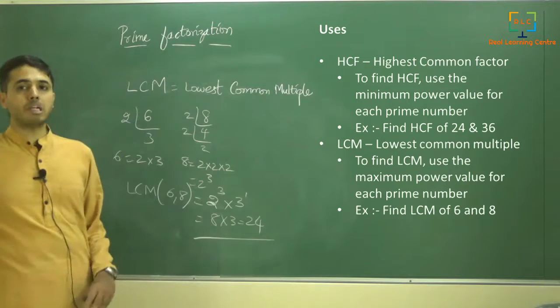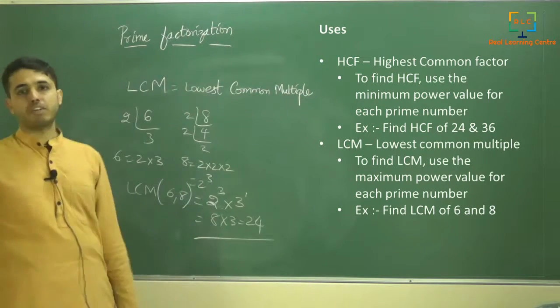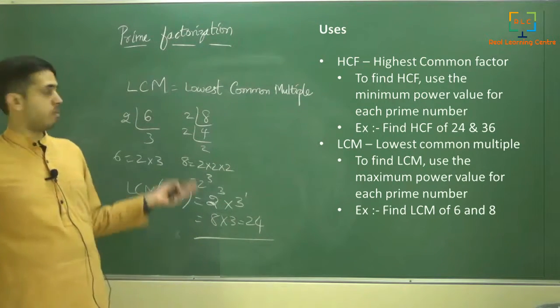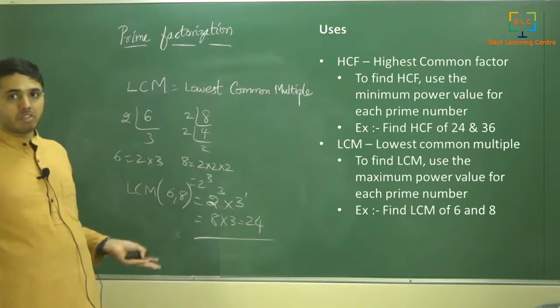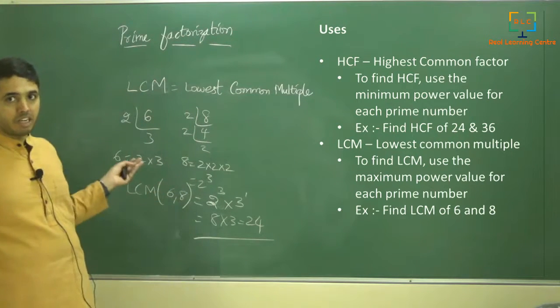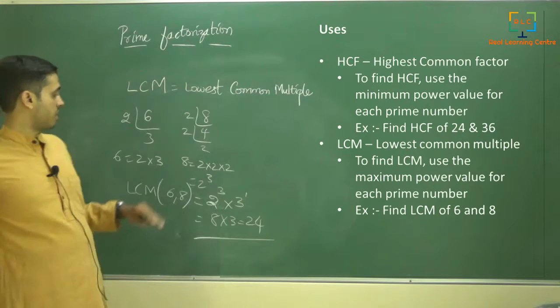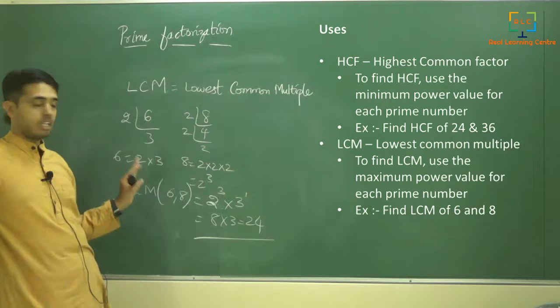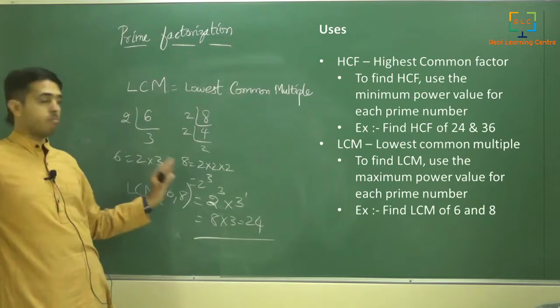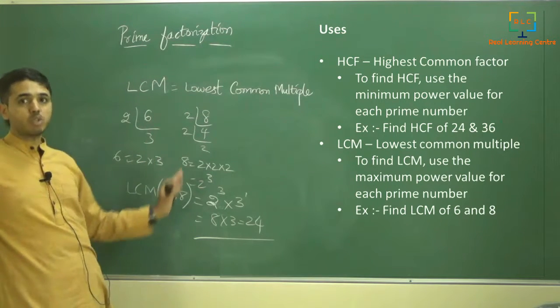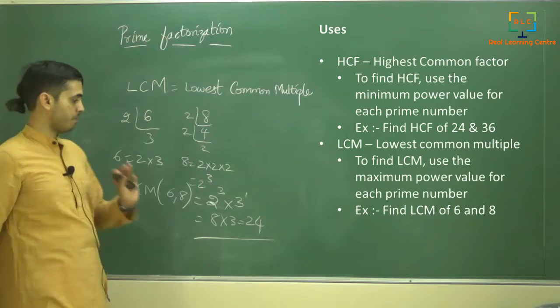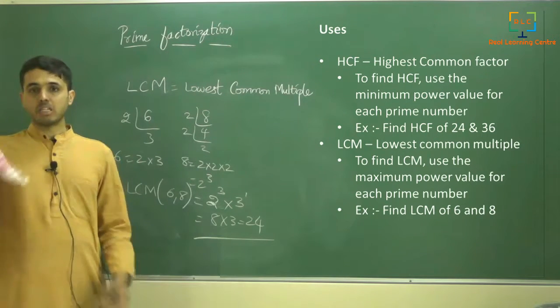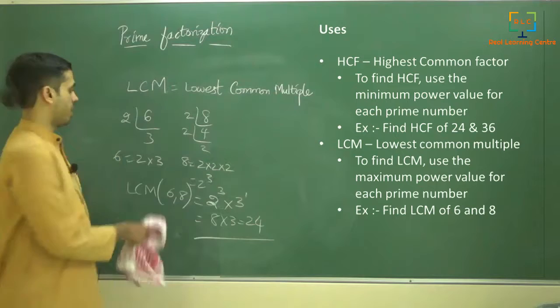So the lowest common multiple of 6 and 8 is 24, which we can always get by actually finding all the multiples of 6, all the multiples of 8, and finding the lowest among them. But the easier method is to just find the prime factors and then take the maximum of the powers of each prime factor. Okay. So in this way we can always find LCM.